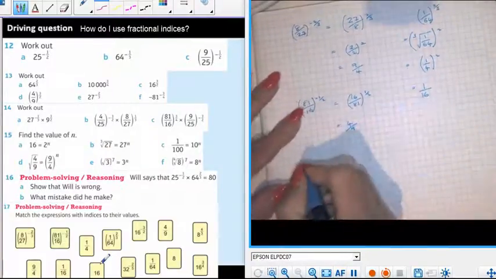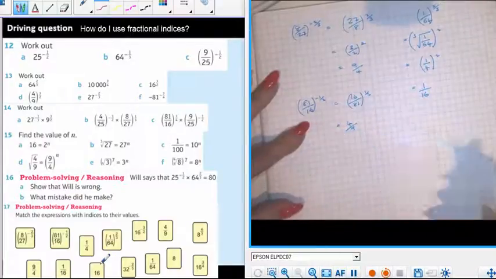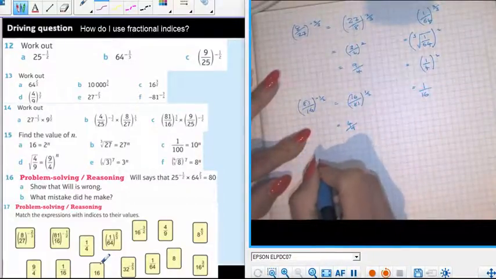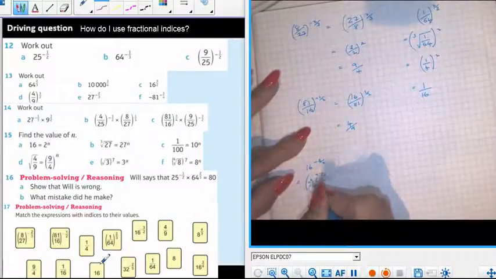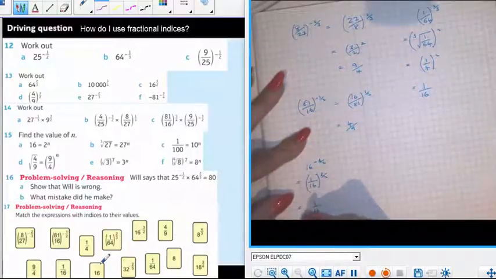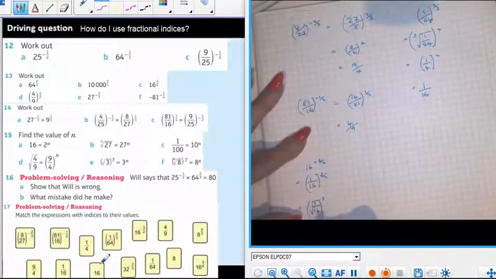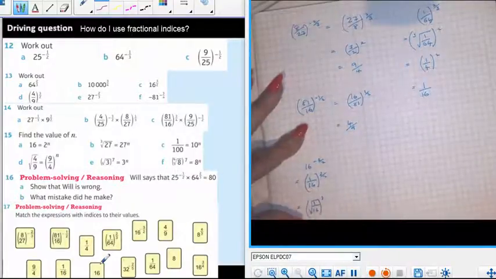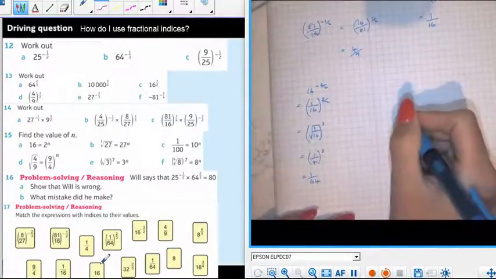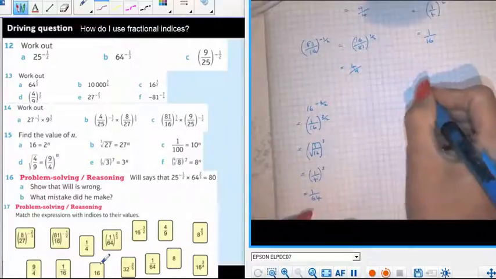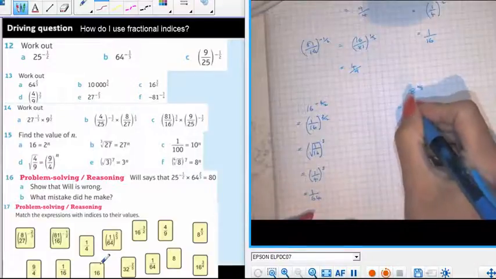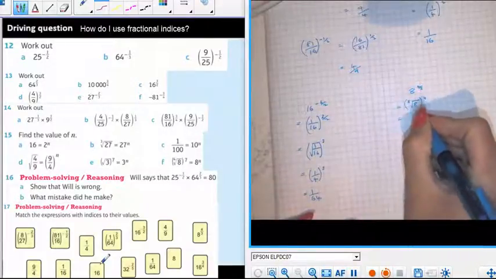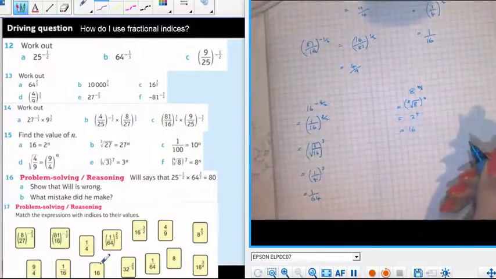16 to the power of negative 3 over 2 is the same as 1 over 16 to the power of 3 over 2. So we want to square root and then cube. 1 over 4 cubed is 1 over 64. 8 to the power of 4/3 is the cube root of 8 to the power of 4. The cube root of 8 is 2, and 2 to the power of 4 is 16.